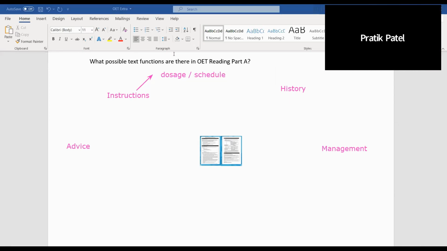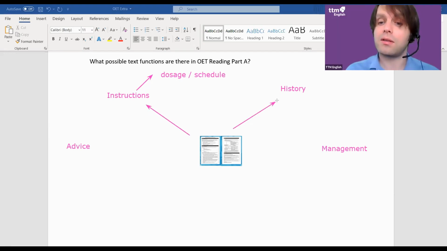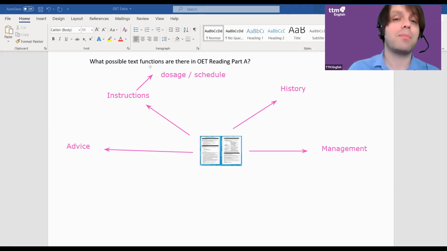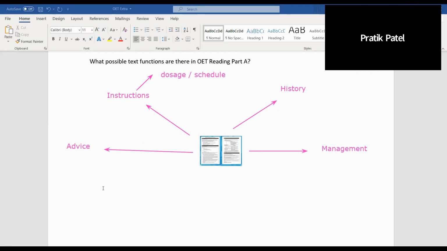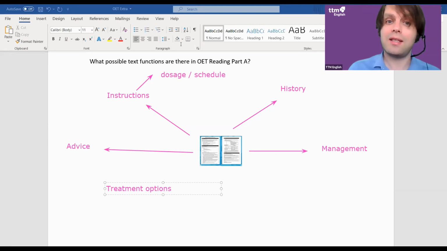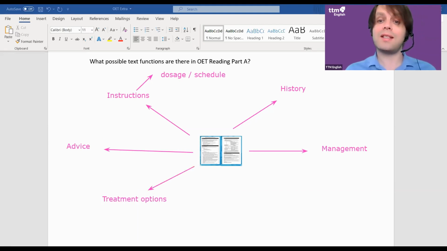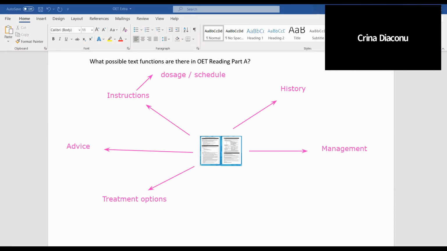What else? Various treatment options. Treatment options. Who said that? Pratik. So treatment options. Okay, give me an example. If some disease is there, then you can treat it with paracetamol, antibiotics. Yeah, various treatment. Okay. I'm going to ask you guys to give me all your ideas here, and then we'll try and apply these.